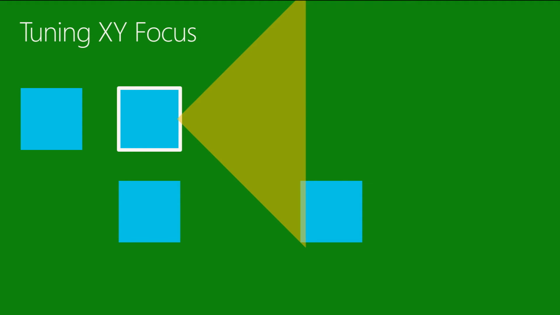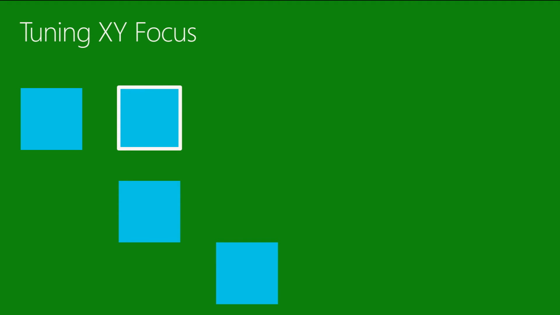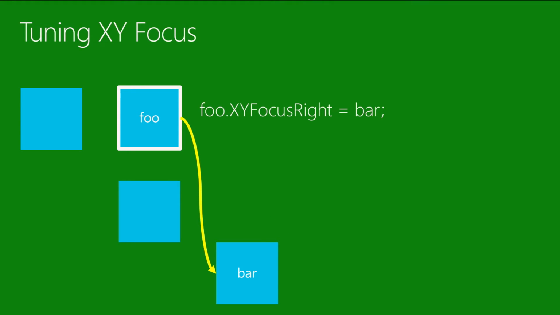Now, if I were on that top one and I hit right, what would you expect to happen? Well, we're still actually going to end up going right because it's in the visual tree to the right of you. Now, if you don't want that, if you say, hey, when I'm there, I really don't want someone to be able to go that side, you can either move it so that it doesn't show up in the view frustum there, or you can say, hey, maybe I do always want to force this, and you can say my XY focus right, which is what's the thing to the right of me.